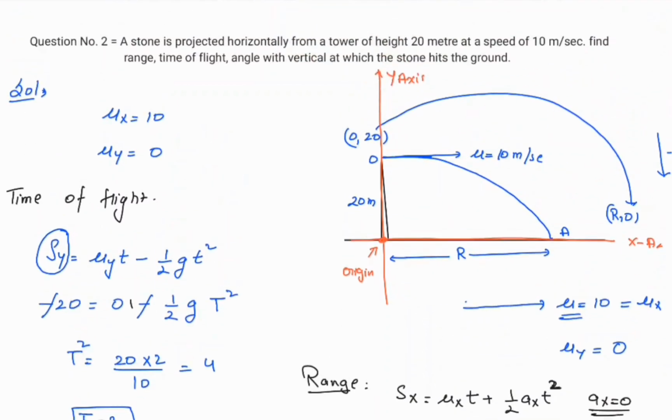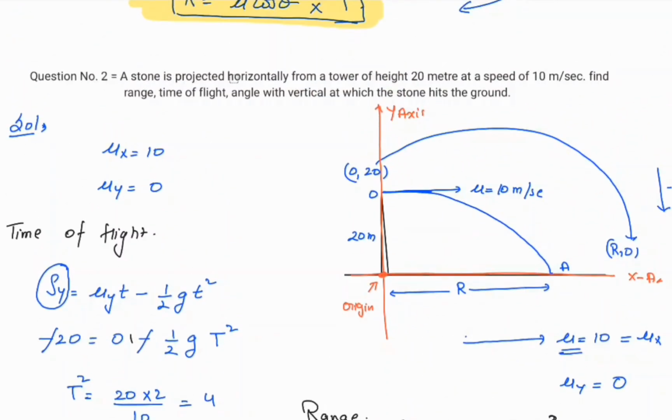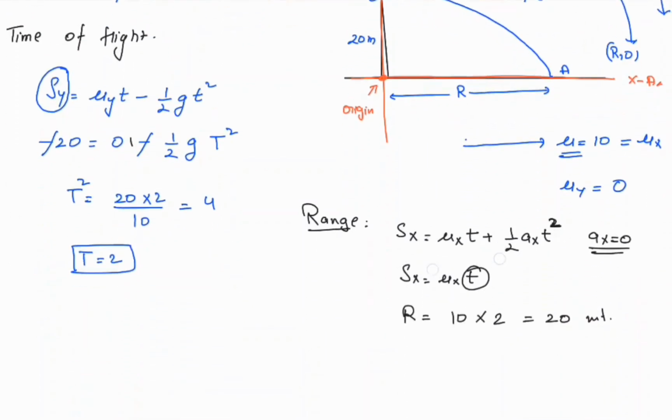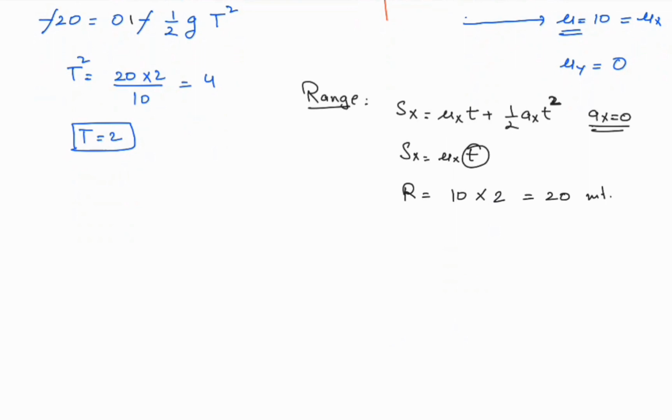Okay, now look at the third part, what it is asking: the angle with the vertical at which the stone hits the ground. It's a very important question to discuss. I'm roughly drawing a diagram like this. Here, this is the ground. We have a tower, and from this we have thrown a projectile like this. This is 20 meter.